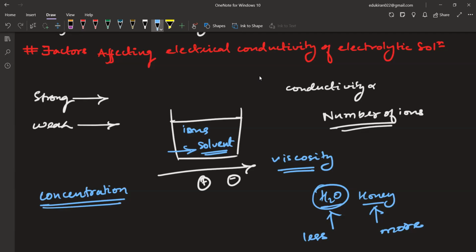What do you think about the concentration? Tell me. If I increase the concentration, then will the conductance increase or decrease? Increase. Increase. Okay. All of you? Yes, sir.